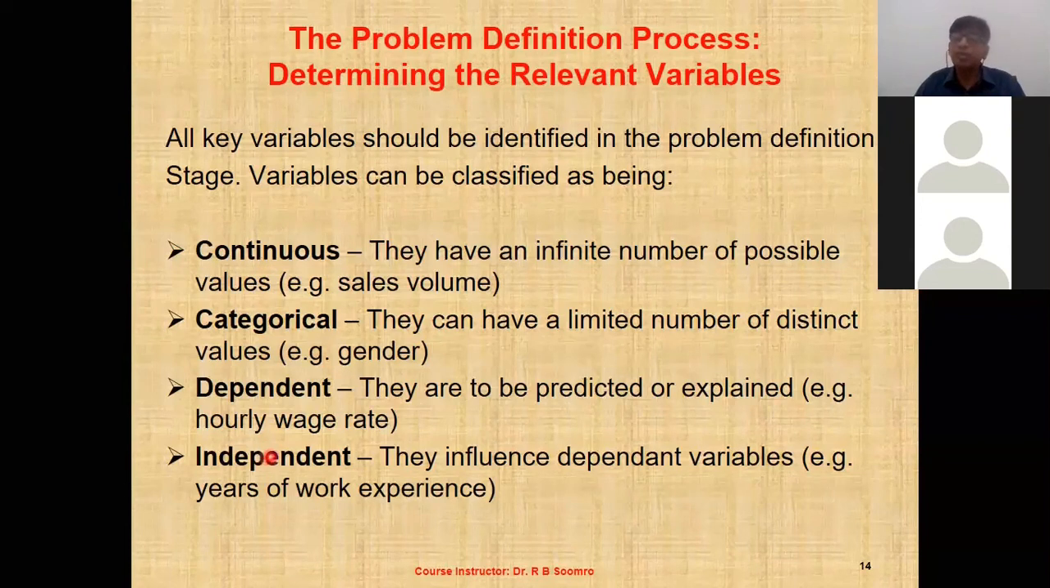Normally in research, we have one dependent variable and an independent variable, where we want to measure the impact of the independent variable or variables on the dependent variable. There may be a categorical variable like gender, male or female, or age, with different categories. Continuous variables have an infinite number of possible values, like sales volumes. So these are the different variables.